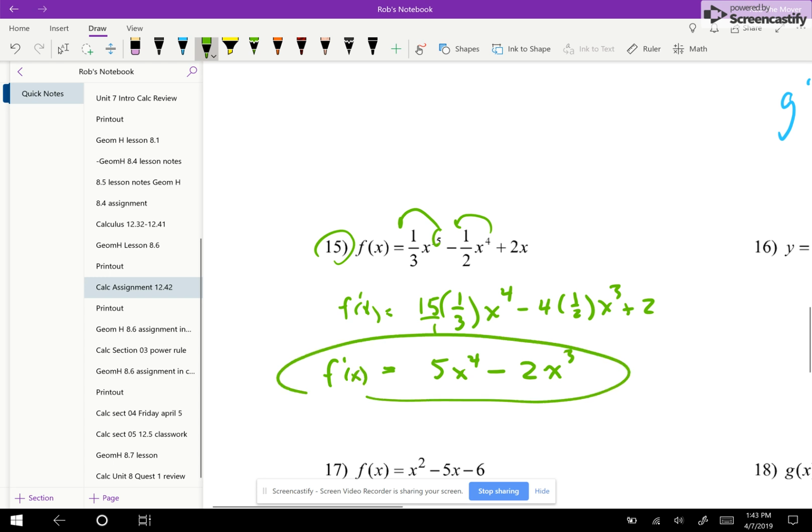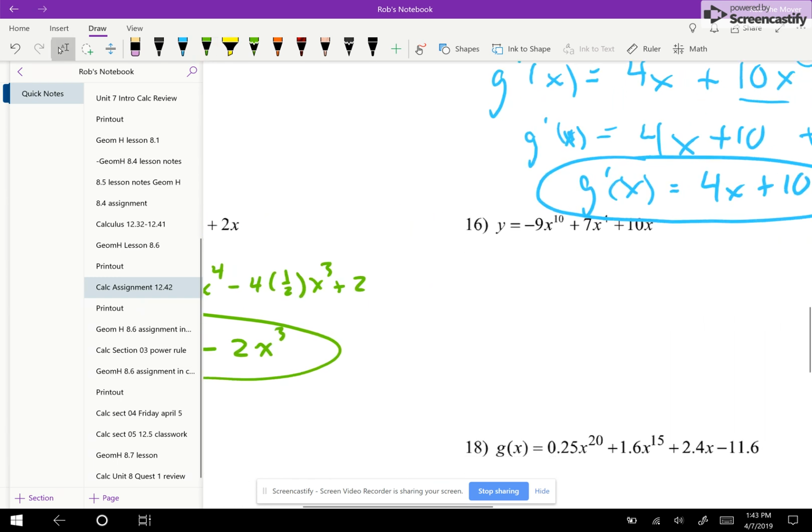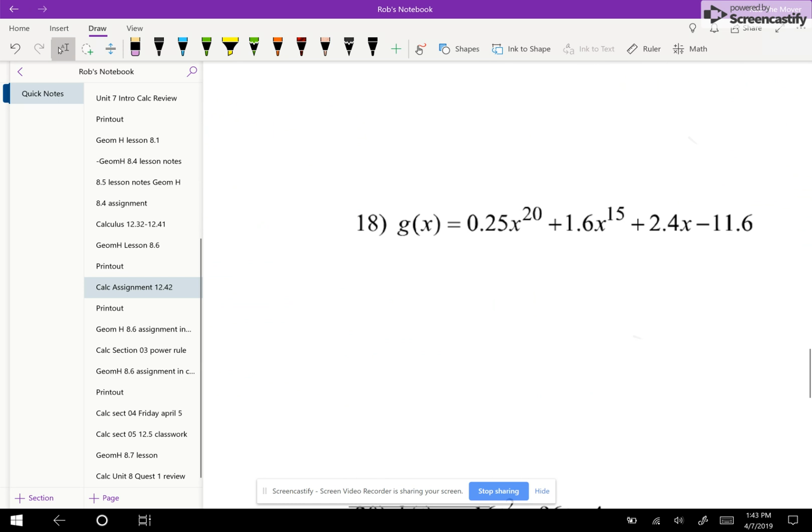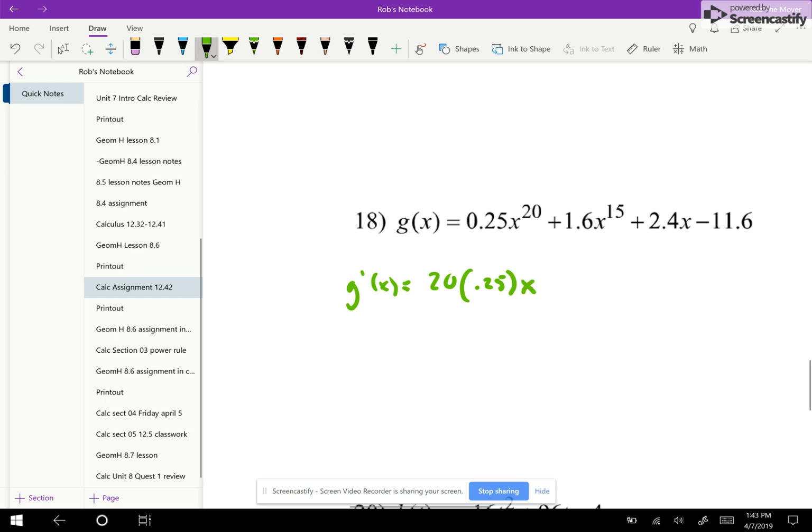So that is f prime of x. Would I expect you to be able to do this without a calculator? I think so. G prime of x is 20 multiplied by 0.25 x to the 19th plus 15 times 1.6 x to the 14th plus 2.4 is the coefficient of x, so that's just 2.4.